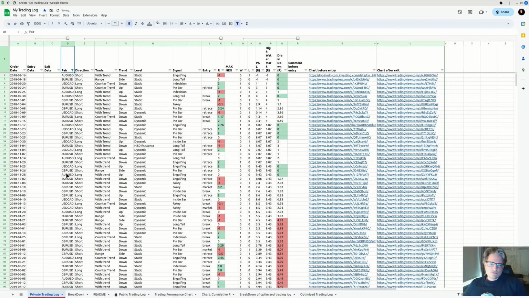So looking at the performance of all these instruments, I figured out that if I would only trade 4 pairs, then I would have to trade less, make more money, and have a smoother equity curve. So that's what I'm going to do.